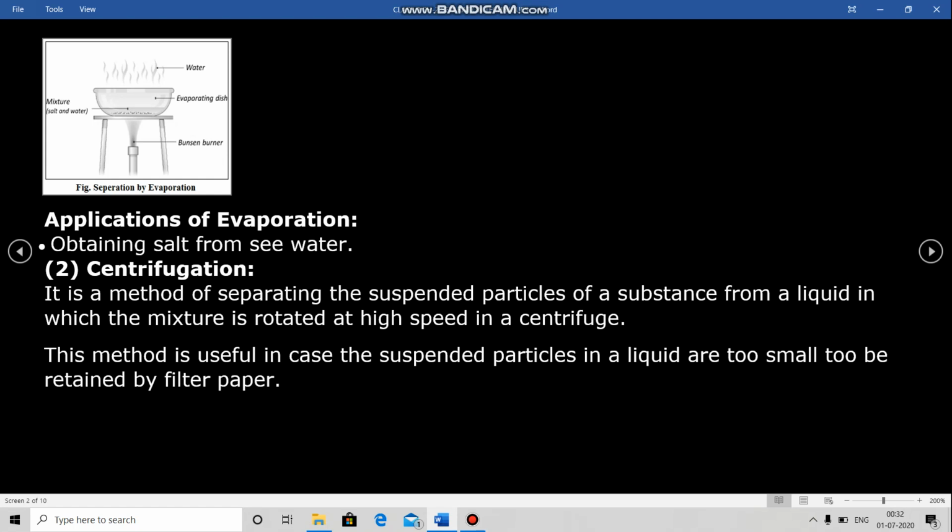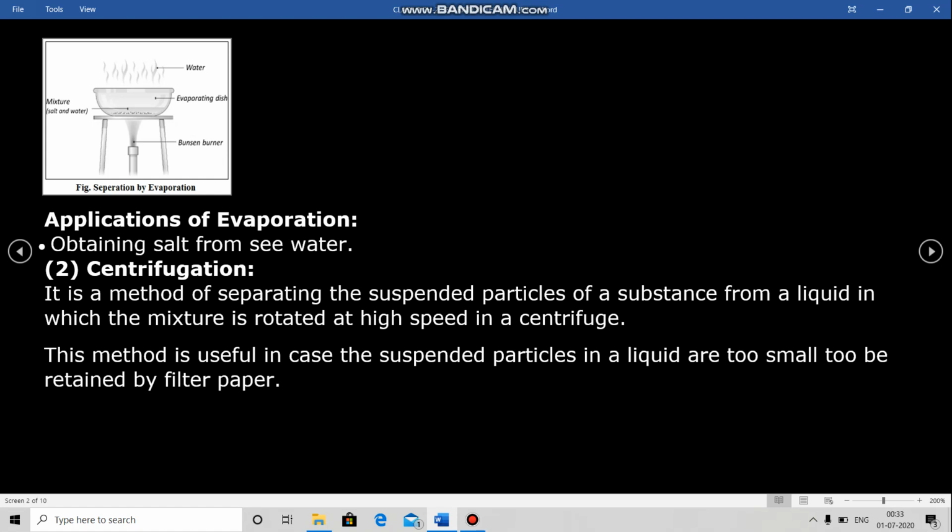So the next technique is the centrifugation technique. The centrifugation technique is used to separate heavy dense particles from lighter particles. Simply we can say that suspended particles of a substance are separated from a liquid in which the mixture is rotated at high speed in a centrifuge. Okay, this method is useful in case the suspended particles in a liquid are too small to be retained by filter paper. It means that the particles are very small, so we can't filter them with filter paper.